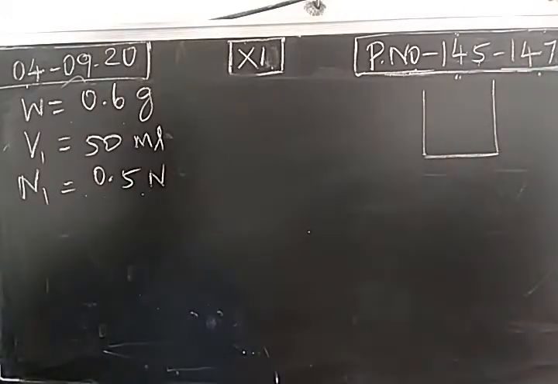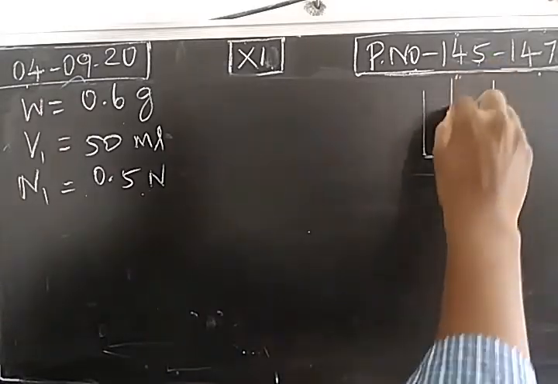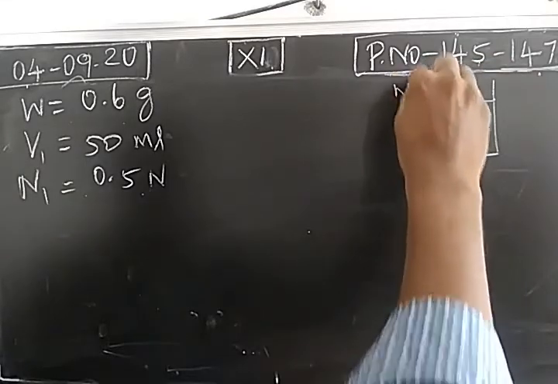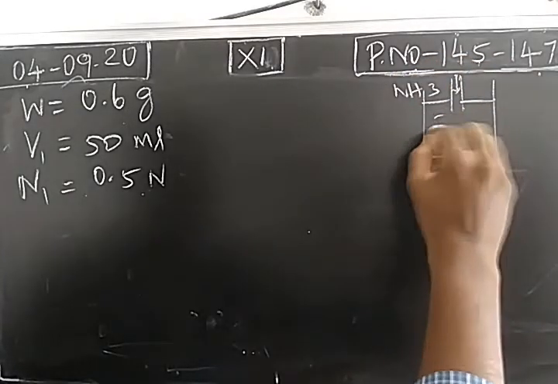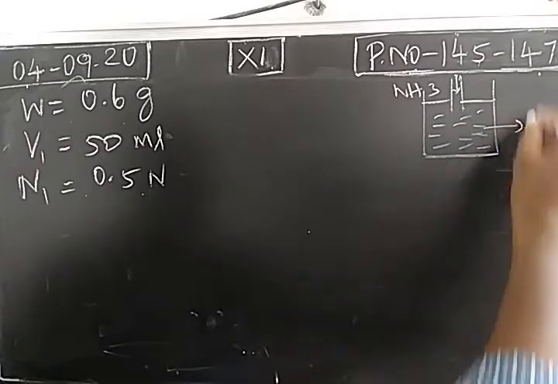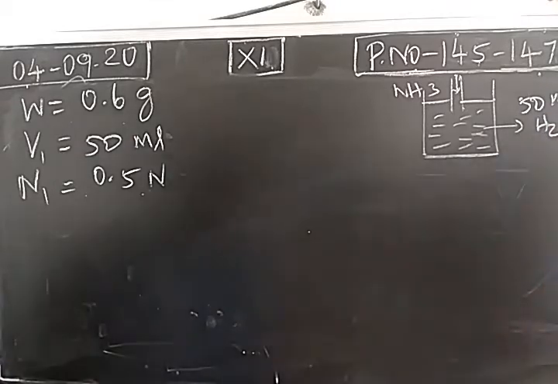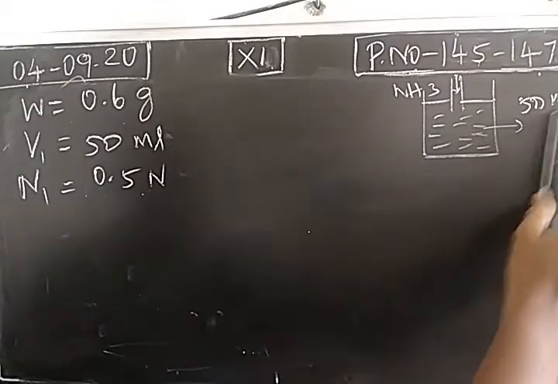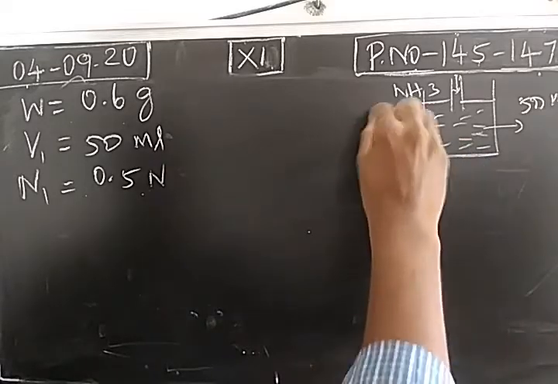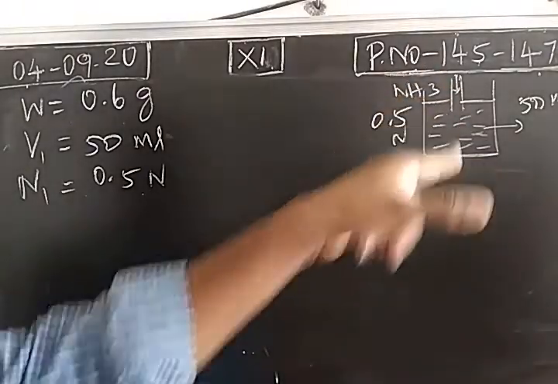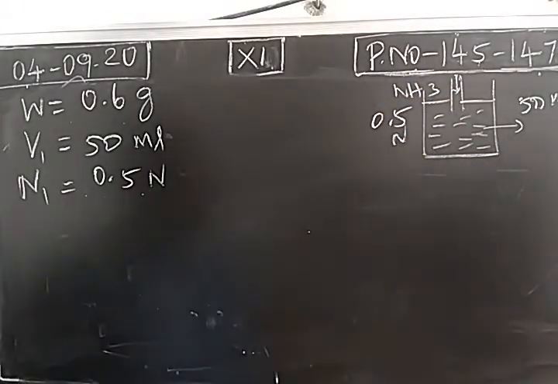So in the Kjeldahl method, the last one is the receiver, where ammonia gas will come out. Here we have 50 ml sulfuric acid, and its concentration is 0.5 normal. Ammonia will be dissolved in sulfuric acid. So after dissolving this ammonia, we have remaining sulfuric acid.